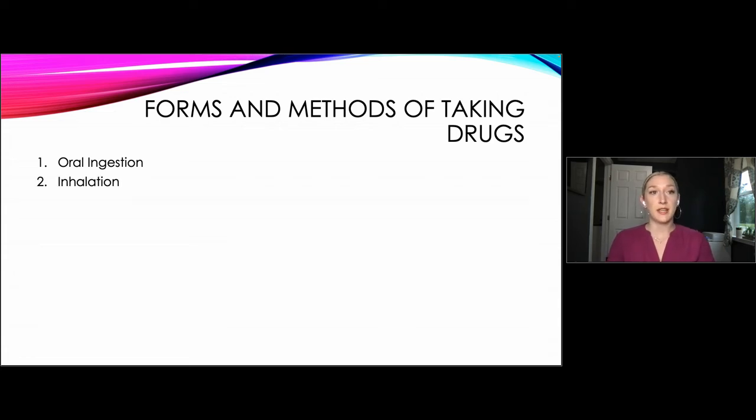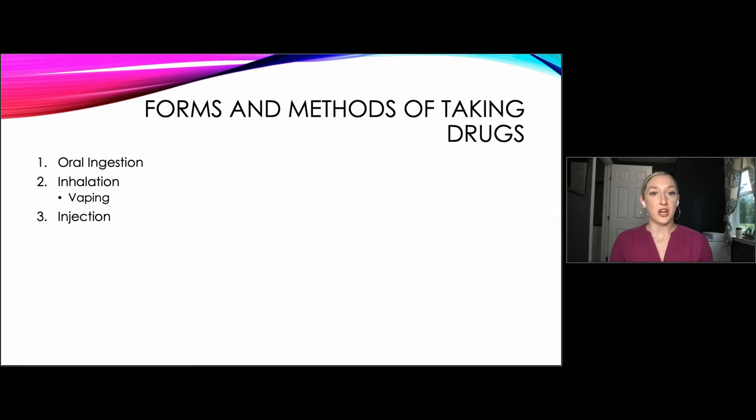The second method is inhalation. This is through either the mouth or the nose. With this method, there's the potential for irritation to the mucous membrane that lines the lungs, or the need to continuously inhale the drug to feel its effects. Vaping would be one example of this.